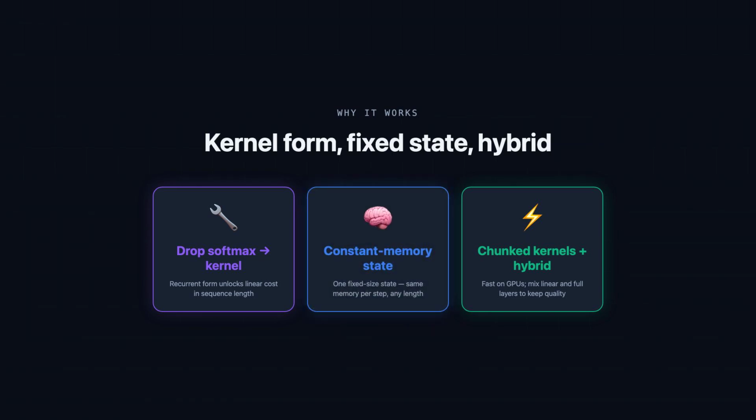Constant memory is really the headline payoff. Carrying a running state of a set size means inference uses the same memory per step no matter how long the sequence gets, which turns out to be a genuinely big deal for very long context windows.